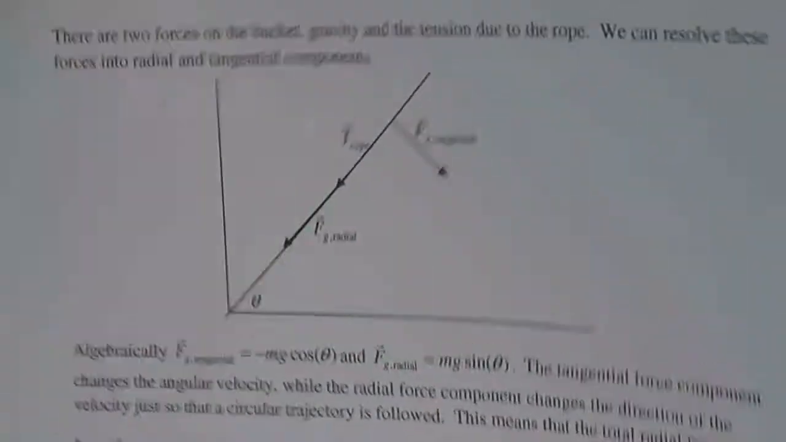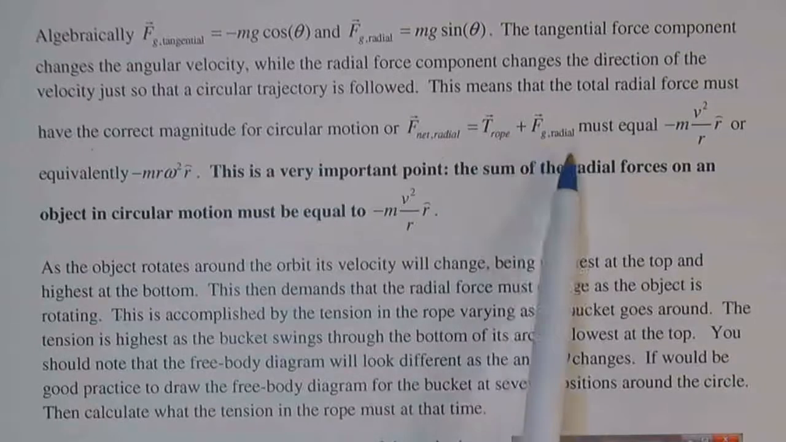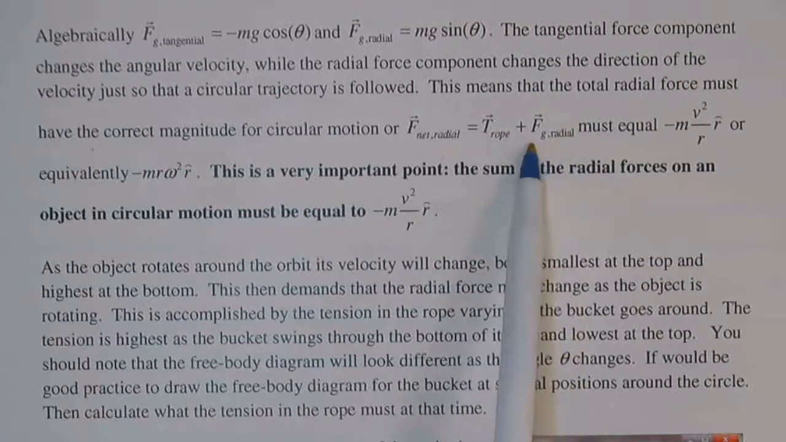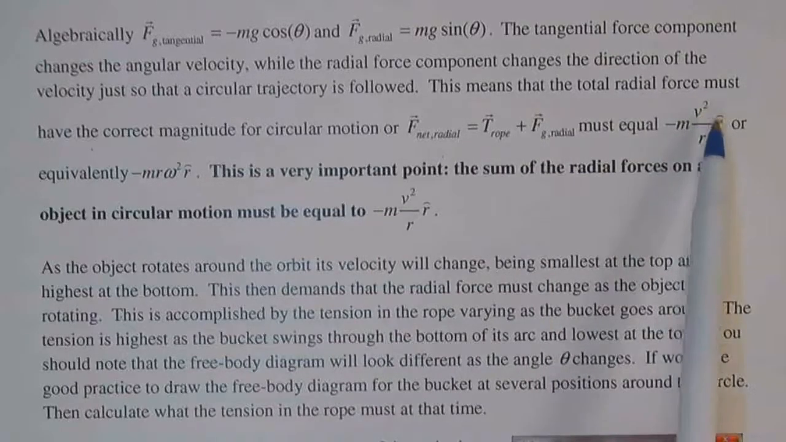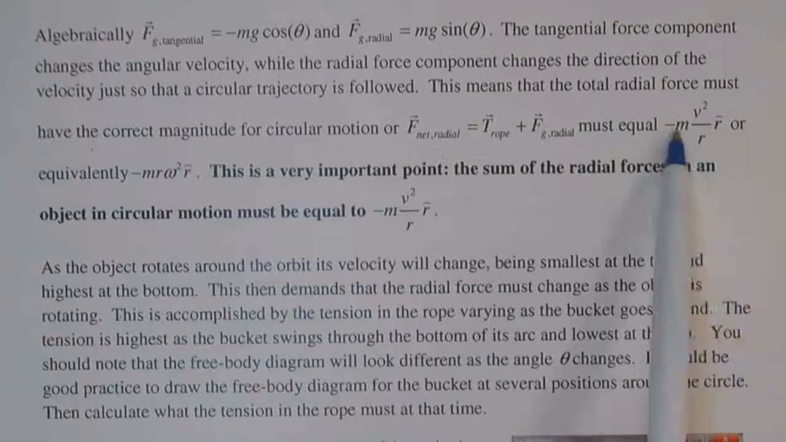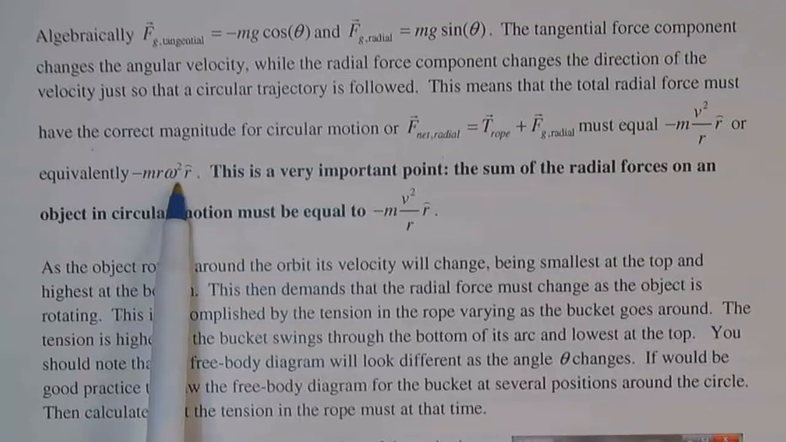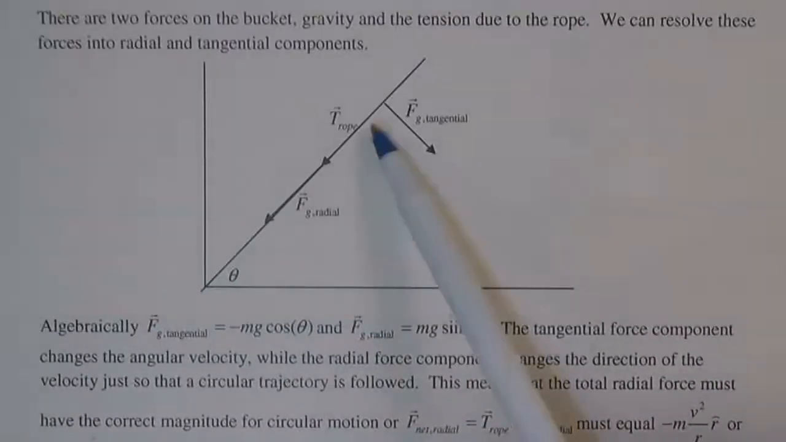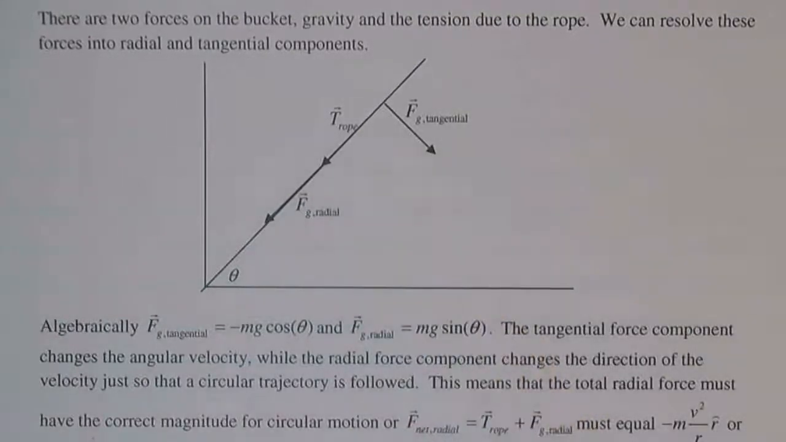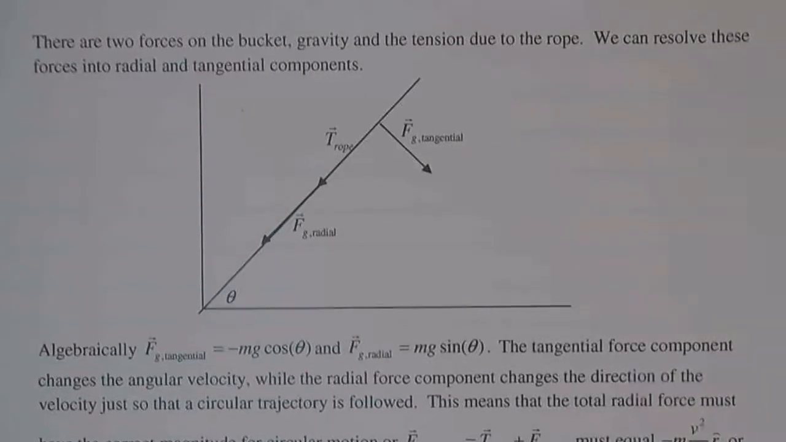So then what we know is that the total radial force, that being the tension in the rope, plus the component of gravity which lies along the radius, must be equal to minus v squared over r in the inward radial direction, or equivalently, it's equal to m r omega squared. So this is really important, I can't stress this enough, that the sum of these two vectors must always instantaneously be equal to mv squared over r.